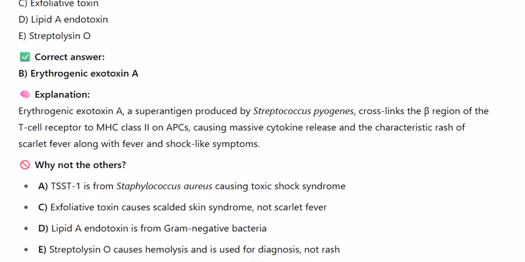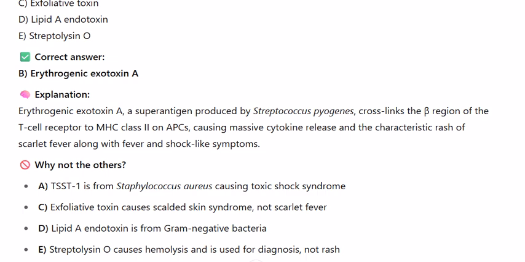Explanation. Erythrogenic exotoxin A, a superantigen produced by Streptococcus pyogenes, cross-links the beta region of the T-cell receptor to MHC class II on APCs, causing massive cytokine release and the characteristic rash of scarlet fever along with fever and shock-like symptoms. Why not the others?